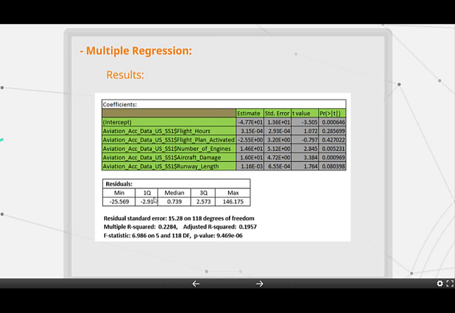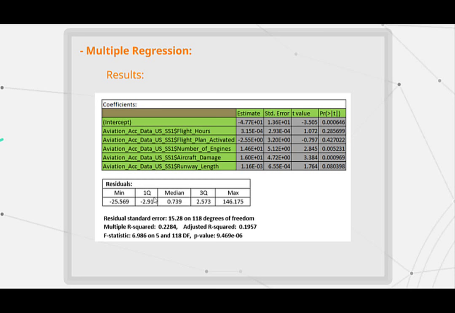The adjusted R-square value given by the model is 0.1957, which is considerable. The adjusted R-square and F-test make it easy to explain the observed relationship and explanatory power of the model. Coefficients of the independent variables explain the direction of relationships with the target variable.